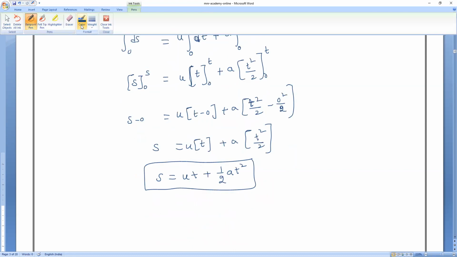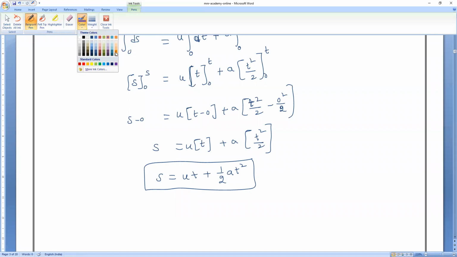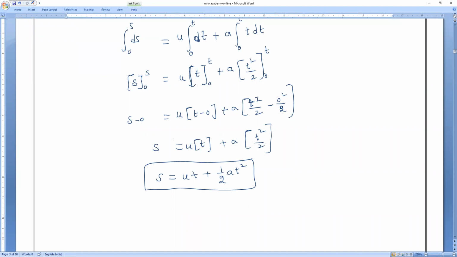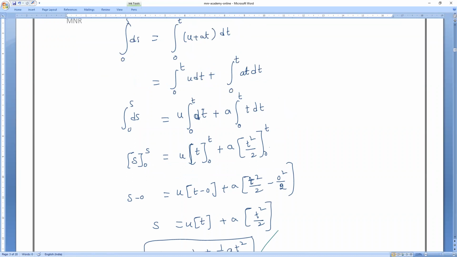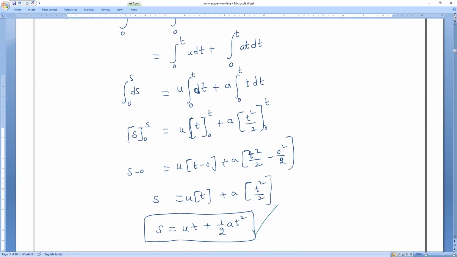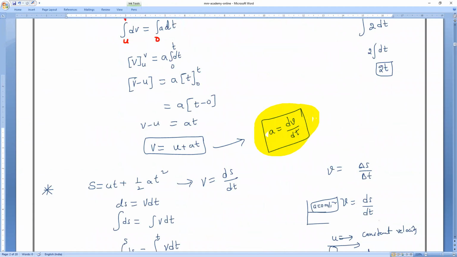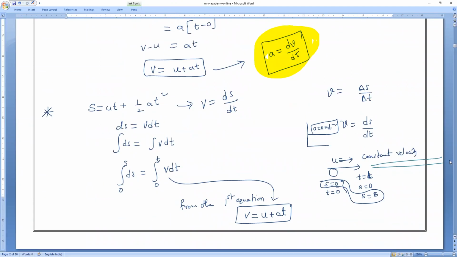Understood? Any doubt, please kindly let me know. Your understanding is very, very important for me. I hope everybody is able to derive it by integration. Are you clear? Now, if you want to derive the second equation, you have to remember that u is constant, the initial velocity is constant. That's what you have to remember.